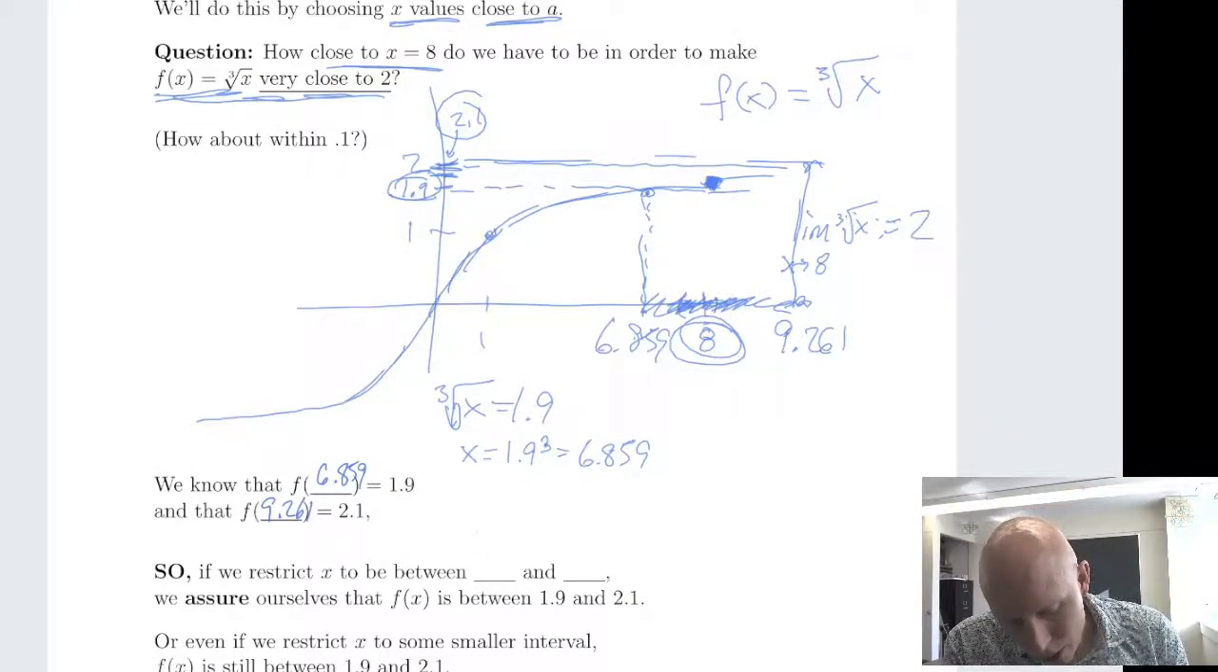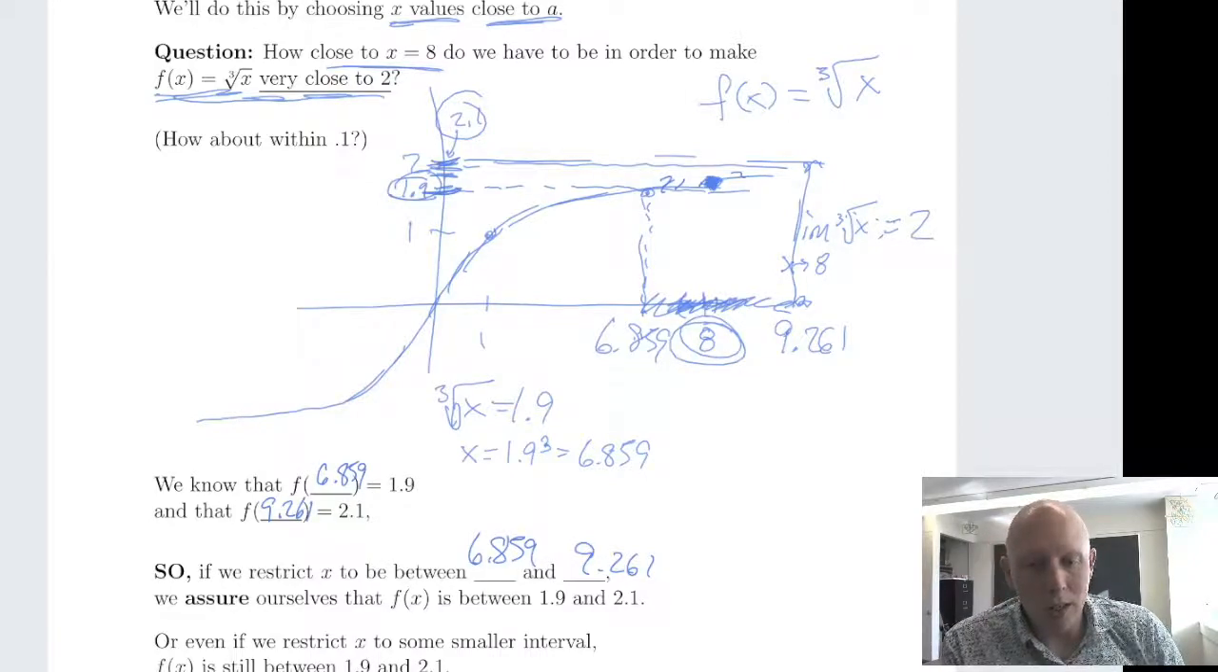And so if we restrict x to be between 6.859 and 9.261, then f of x is going to land between 1.9 and 2.1. That's our goal. Our goal is to make sure that there's some interval down here in the x-axis where if we stay in there, we know that our function value is going to be close to 2.